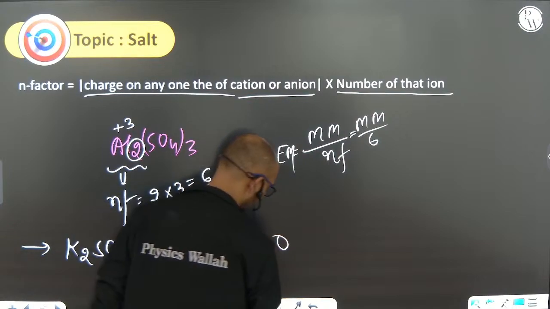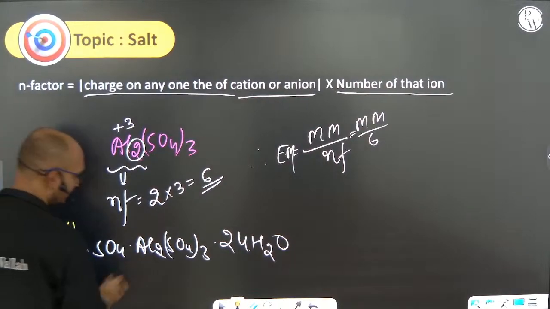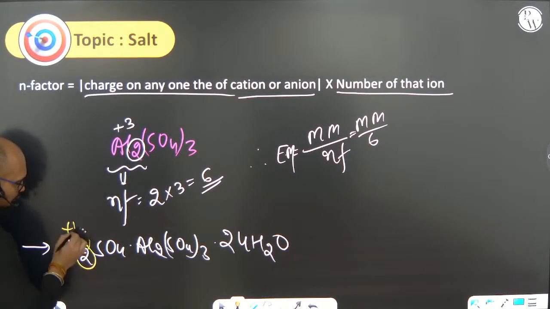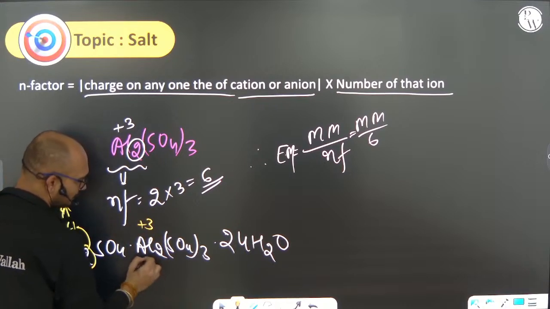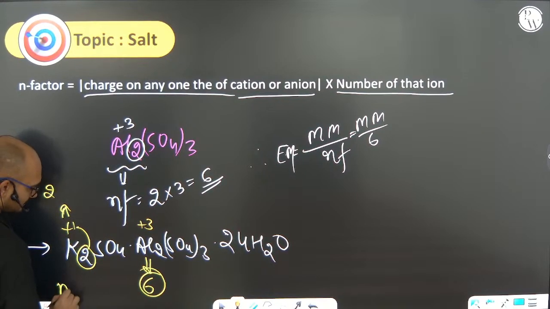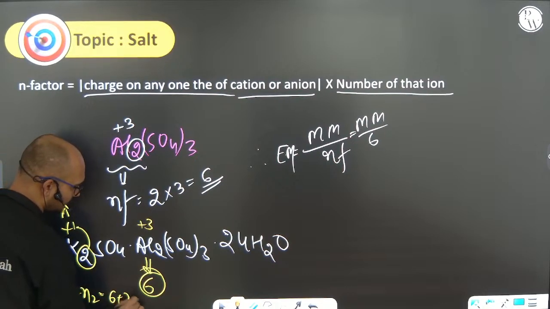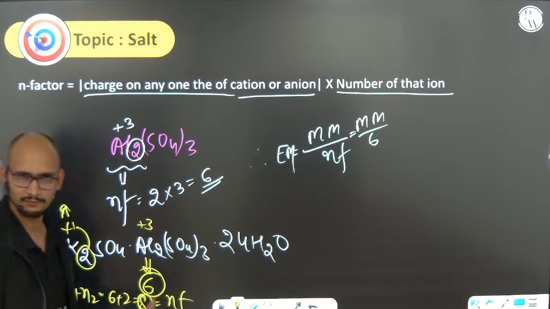Such kinds of questions are asked: what is the n factor for that? Can you see that potassium is plus 1? So 2 into plus 1 gives 2. Al2 is 3, 3 into 2 is 6. Is there any other cation? No. So just add n1 plus n2, that is 6 plus 2. The n factor comes out to be 8. Always remember, such questions can be done like that.